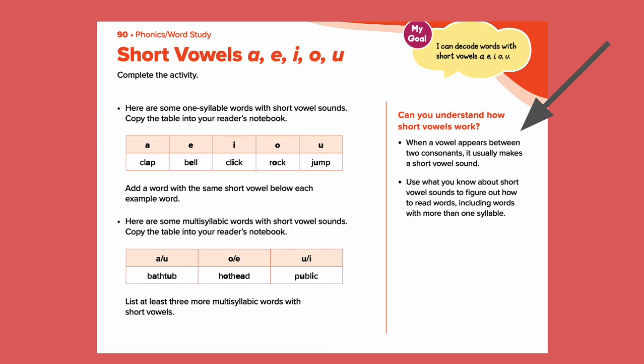This is card 90, short vowels A, E, I, O, U. And here's the activity. It's the front of the card.